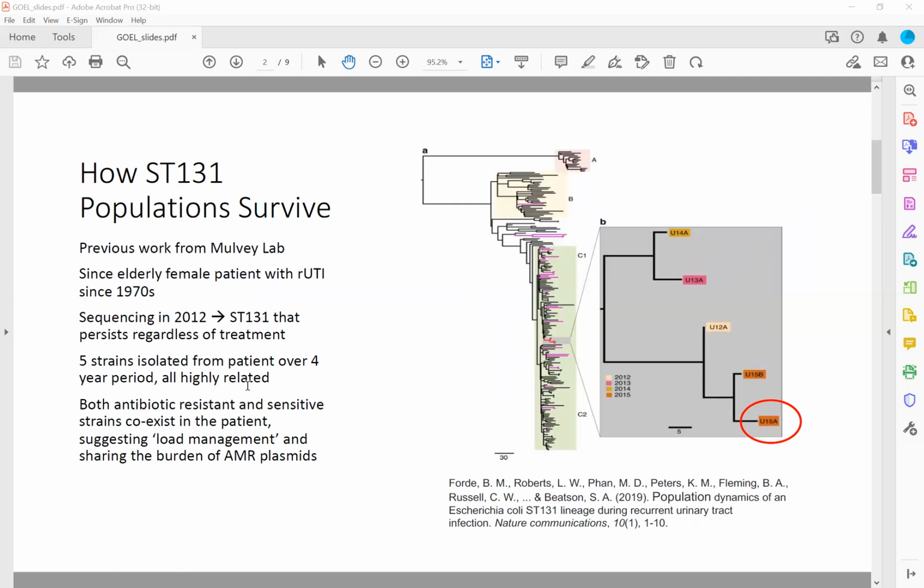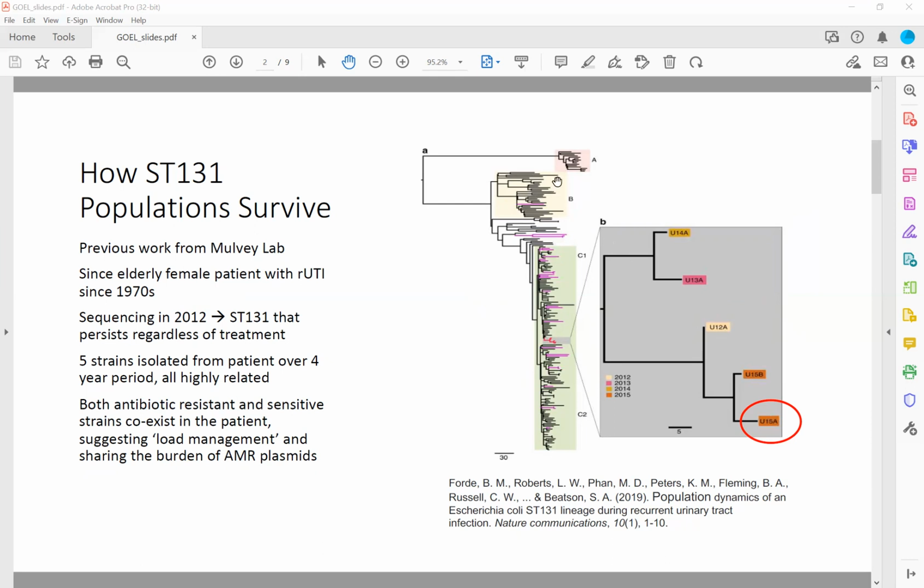And in 2012, they started doing some sequencing work, and what they found were these 5 strains here on the right side. Each of these strains is a urine isolate, hence the U, and the number that follows is for the year when it was isolated. So U12A is 2012, which was the first strain, and then 13, 2014, 2015, and so on.